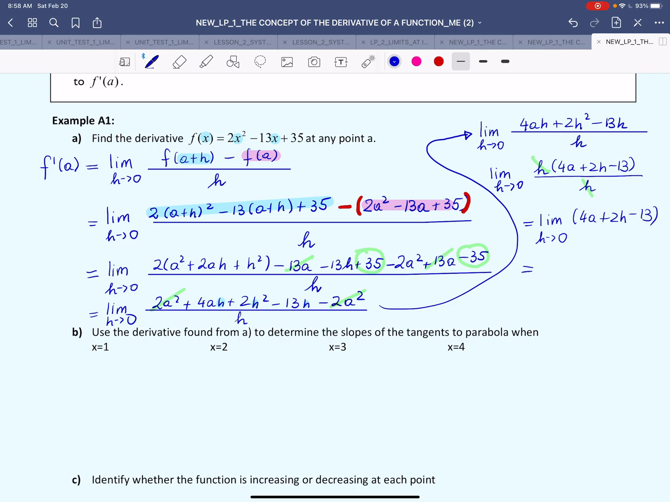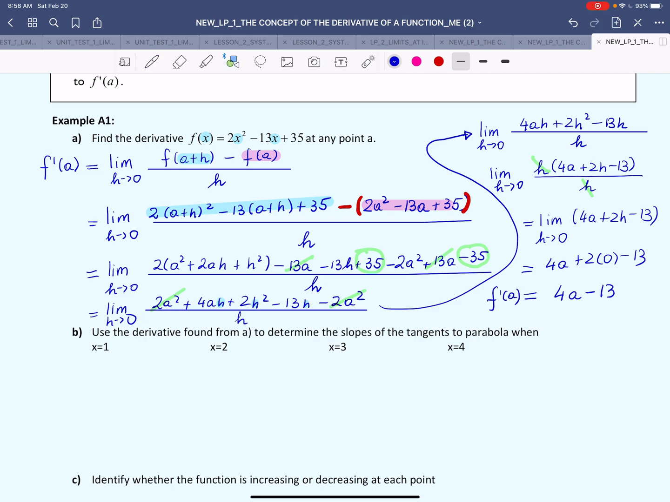Now we can let h be 0. No problem. So 2 times 0 minus 13. So we ended up with 4a minus 13. And this will be f prime at a.